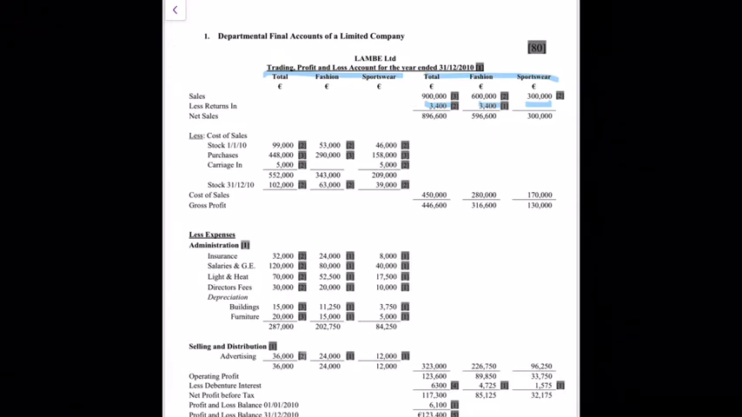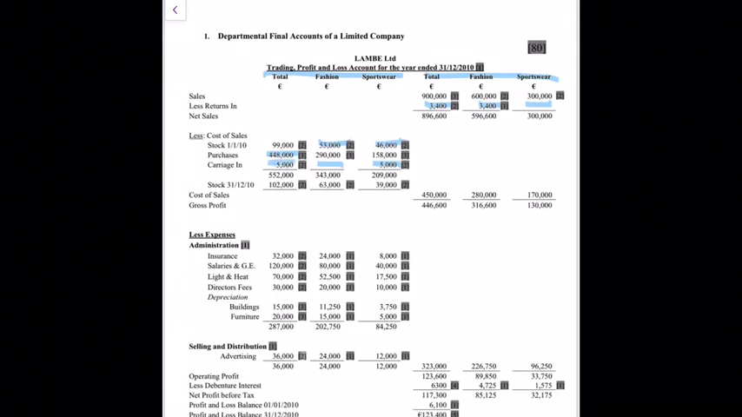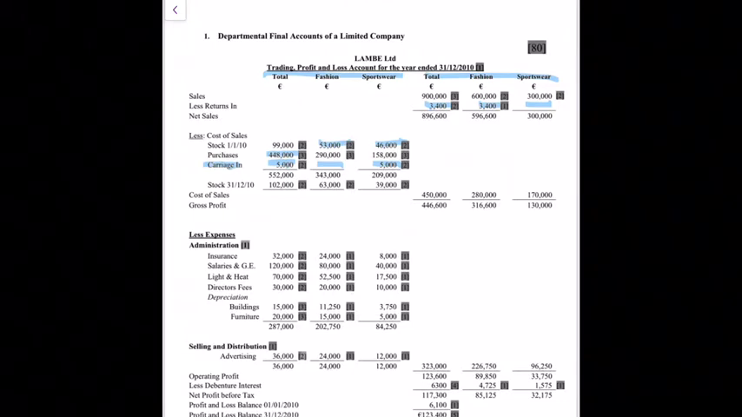Next is our less cost of sales section. We start off as always with opening stock. We have 46,000 in sportswear and 53,000 in fashion, which leaves us with 99,000 as our total. Then we've got our purchases. We have 290,000 in purchases in fashion and 158,000 in sportswear, totaling €448,000. We've carriage in in one department, in sportswear, so we've carried in 5,000 here. We've got nothing in the fashion, which leaves us with a 5,000 total. So make sure carriage in is always up here. If you see carriage out, that is in your expenses.